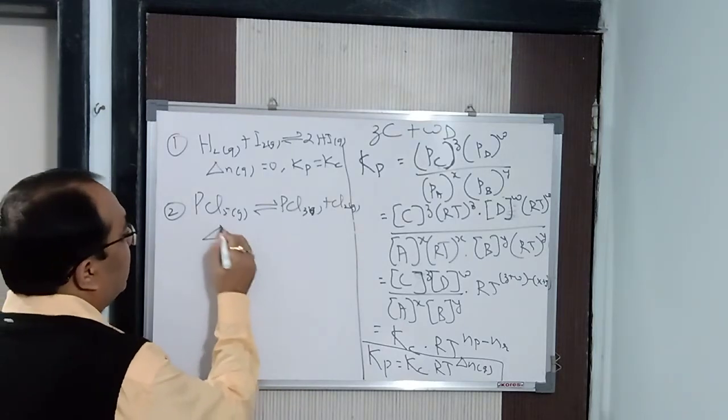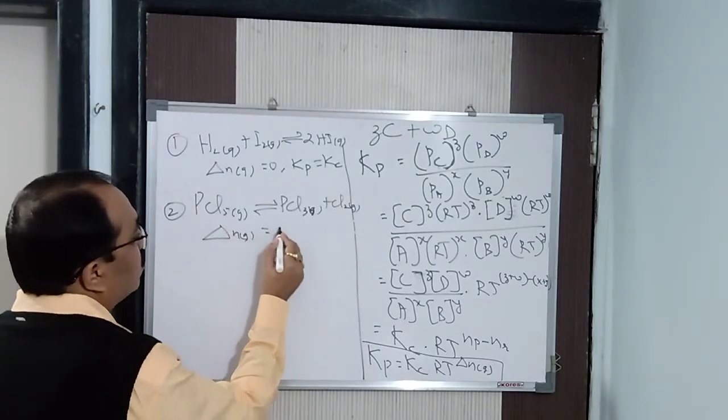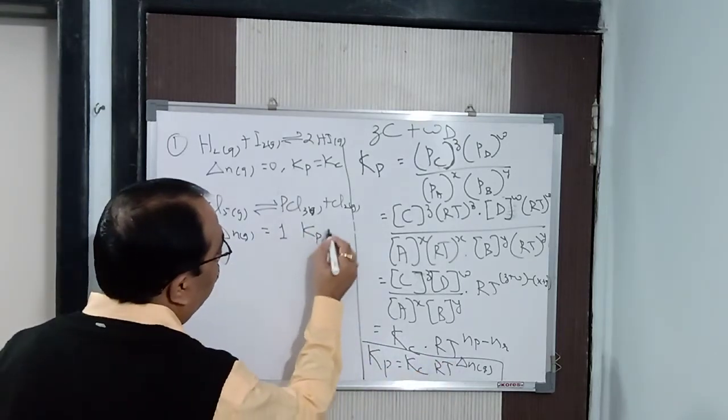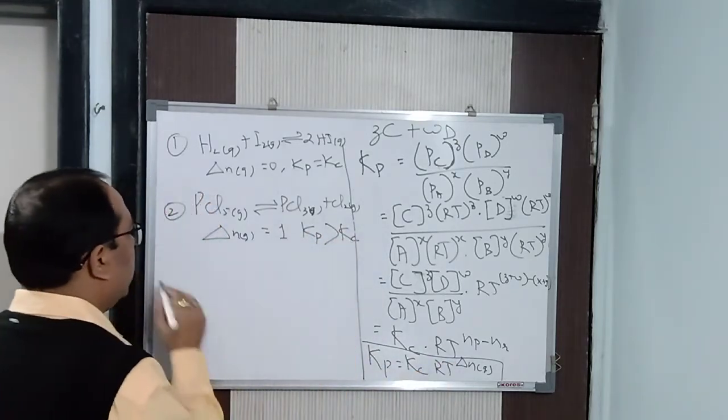So in the PCl5 reaction, the delta Ng value is how much? It is 1. So when delta Ng is 1, Kp will be greater than Kc.